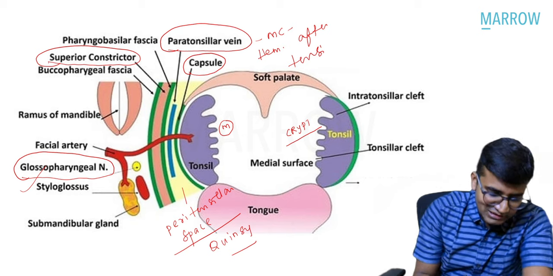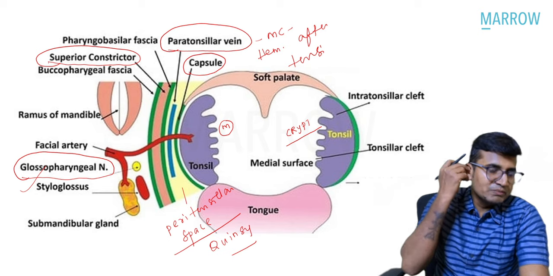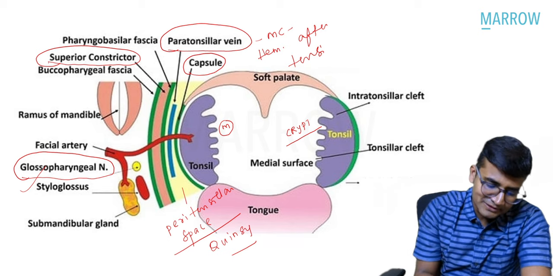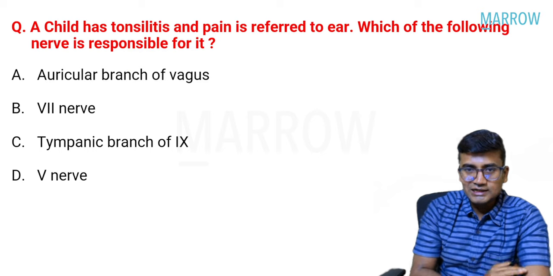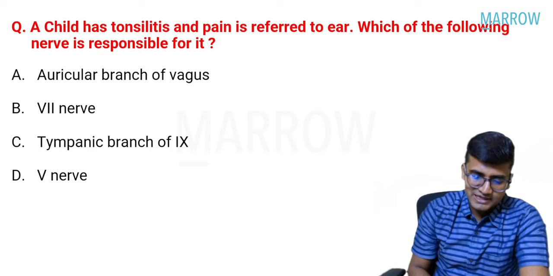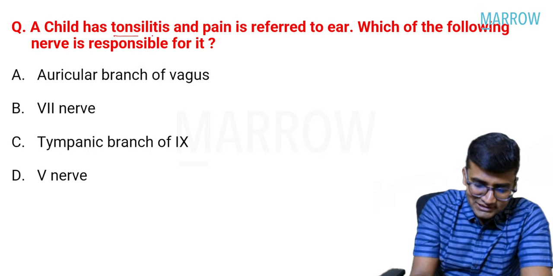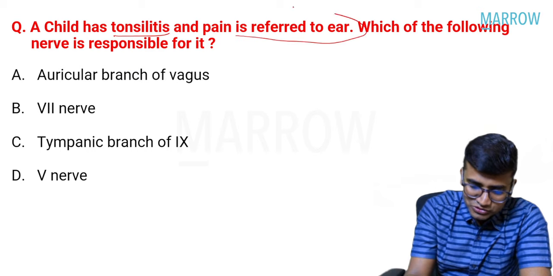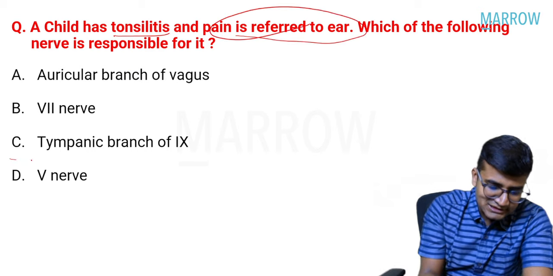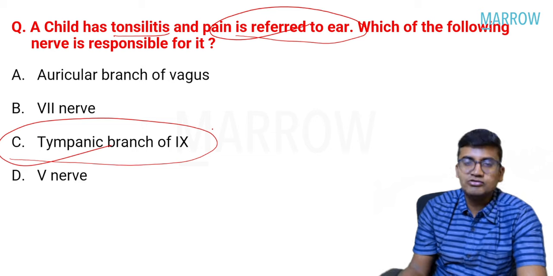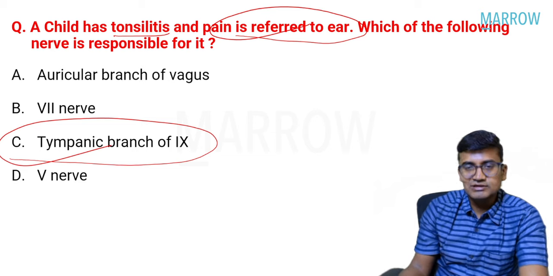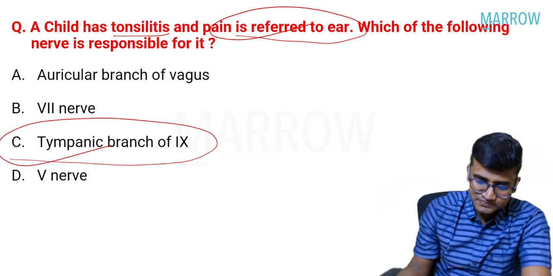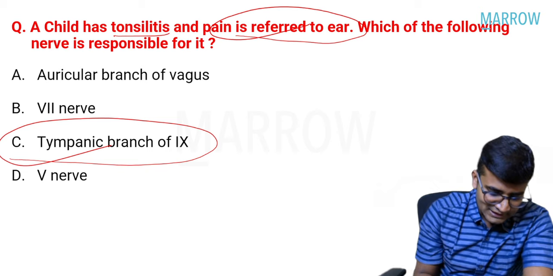So glossopharyngeal nerve damage during tonsillectomy procedure means the patient has a referred pain to the middle ear. I told you already the same question was given in the FMG exam. So now tonsillitis and pain is referred to ear, and the answer is the tympanic branch of our ninth nerve, and that is the answer for this question. Okay, right, now see the next question.